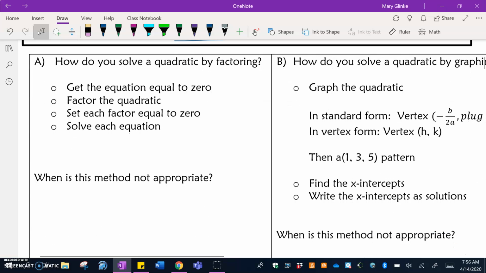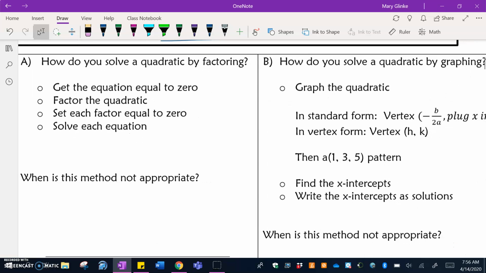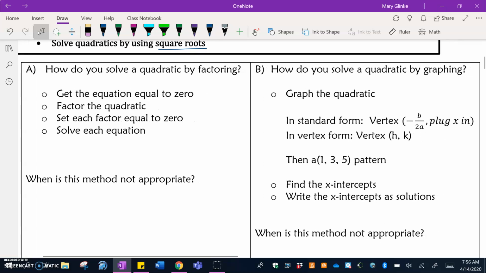Here you'll see a quick recap on how to solve quadratics using the different methods. For the first one, factoring, you set the equation equal to 0. Then you're going to want to factor the quadratic. You're going to set each factor equal to 0, and then solve the equation, and you'll get answers like x equals some number, or whatever variable you're solving for.